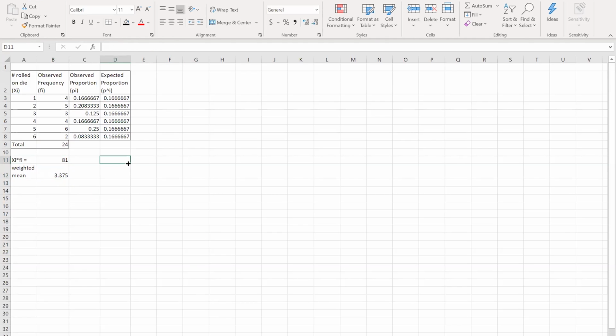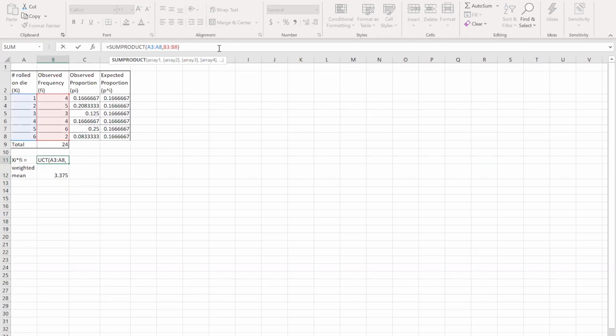So there's a couple of different ways you could go about this. You could do them individually, right? So you could actually do the calculations, but I find the sum product function is really, really helpful in making that a little bit easier to do.